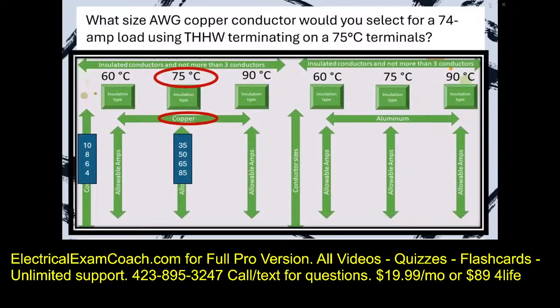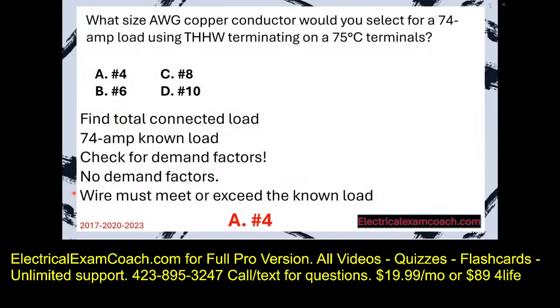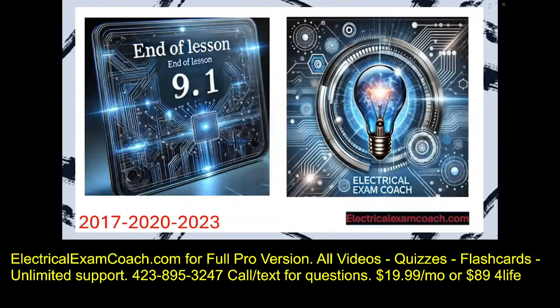We head to our primary ampacity table. We make sure that we're on the right side of the table. In this case, it's copper. And we have 75 degree C terminals. So now we take off and find a wire that will cover the known load. We find one that will cover 74 amps. We use a straight edge to come over and tee off at number 4. And we're going to select A. Great job. That's the end of lesson 9.1.